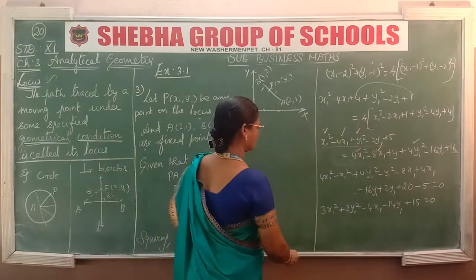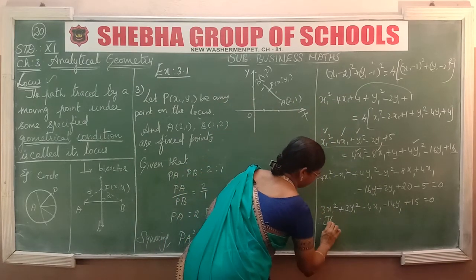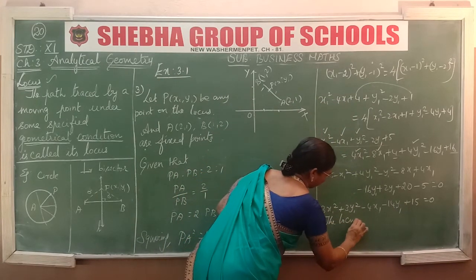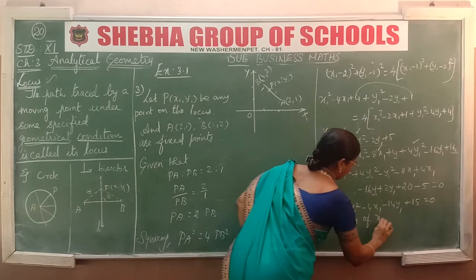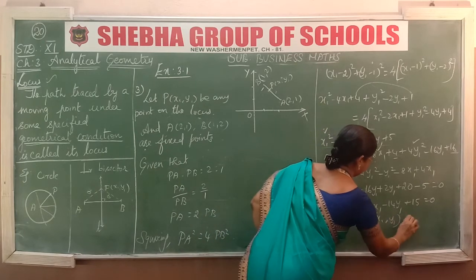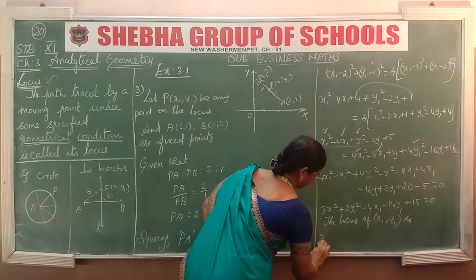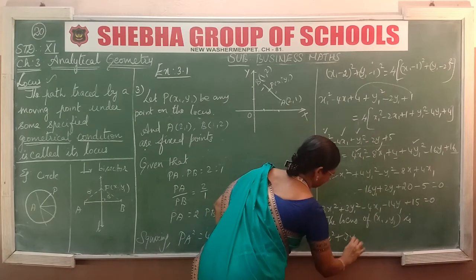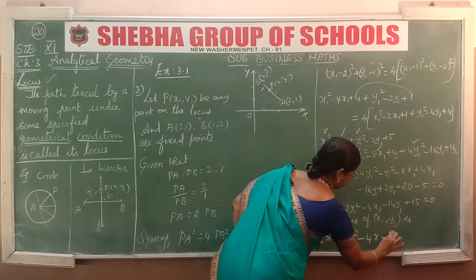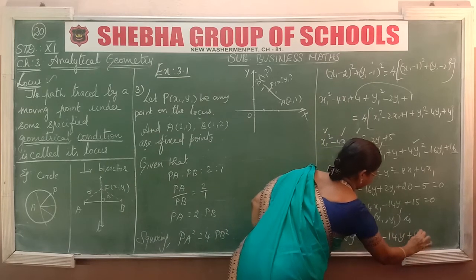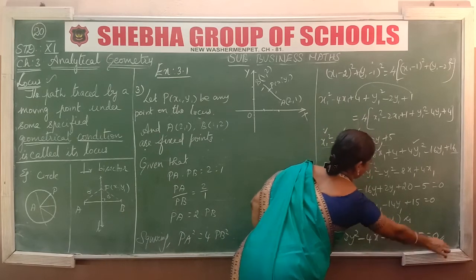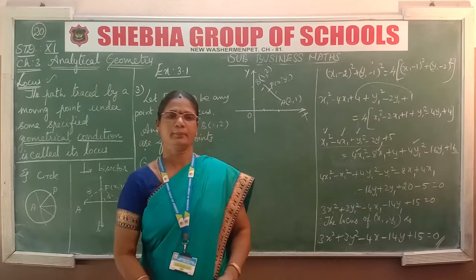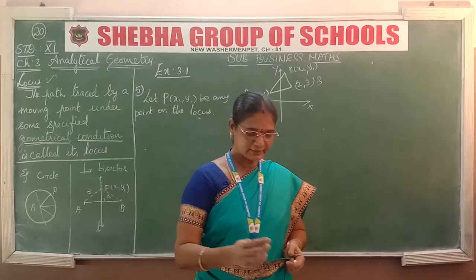Now take the locus. Therefore the locus of the point (x1, y1) is 3x² + 3y² − 4x − 14y + 15 = 0. This is our answer. Understood? Let us see the fifth one.